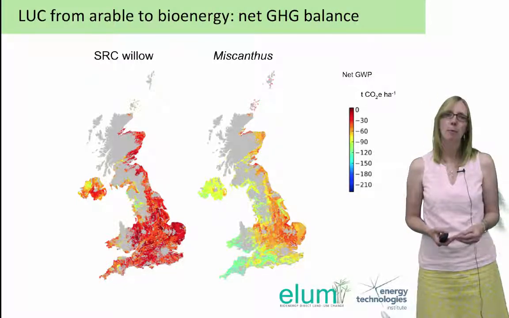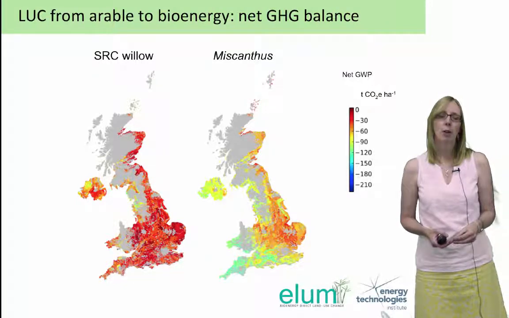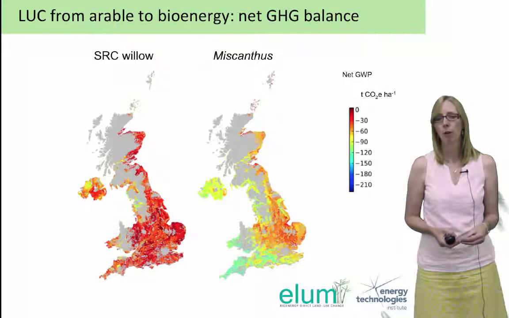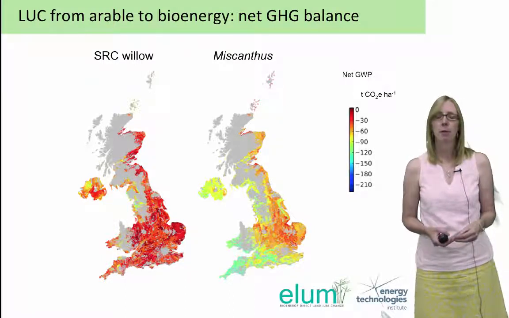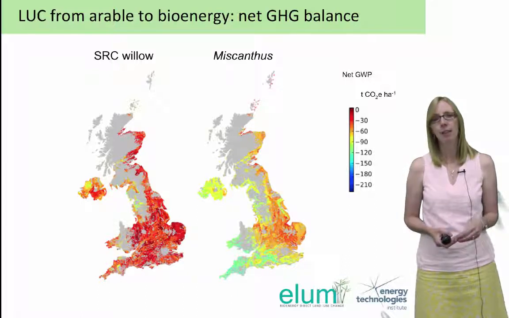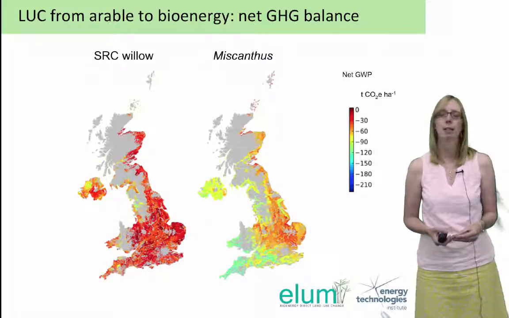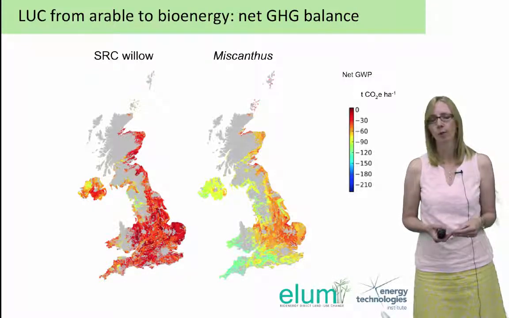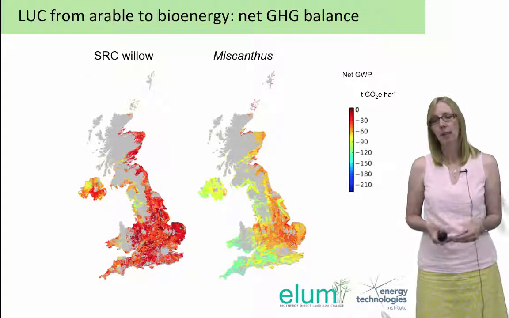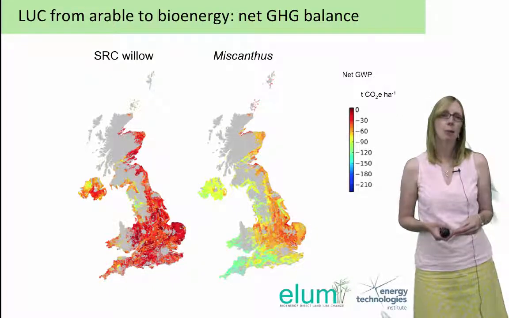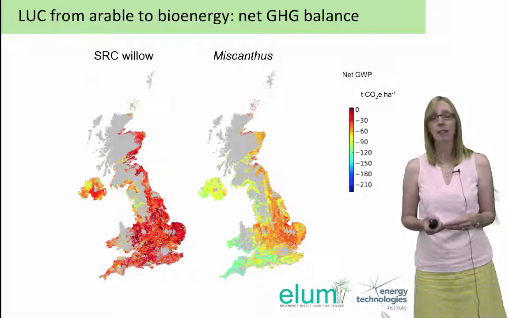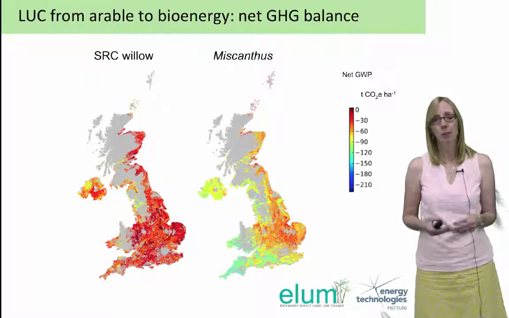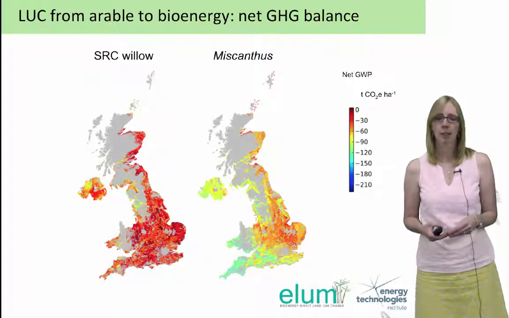So these are two maps that were produced from the model showing the conversion of arable annual cropland into bioenergy, and particularly short rotation coppice willow and Miscanthus. And this is the overall net greenhouse gas balance, so the cumulative impact of changes in the three greenhouse gases and soil carbon stocks. And as you can see from the scale on the right hand side, this is the net global warming potential, and these figures are negative, which means that this is a greenhouse gas saving.